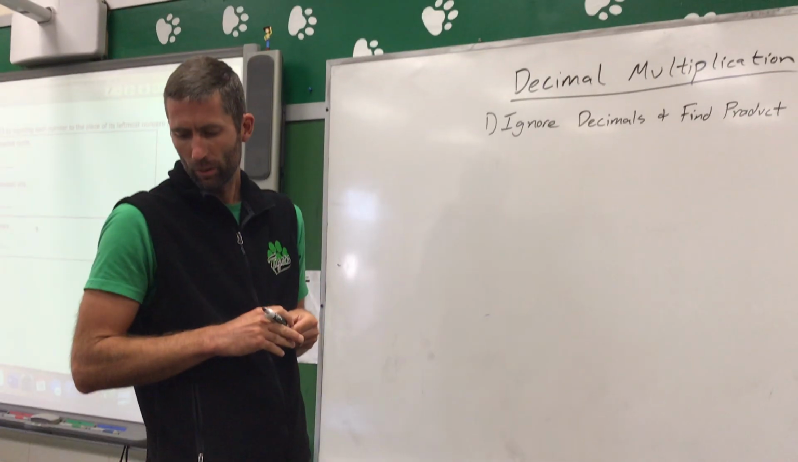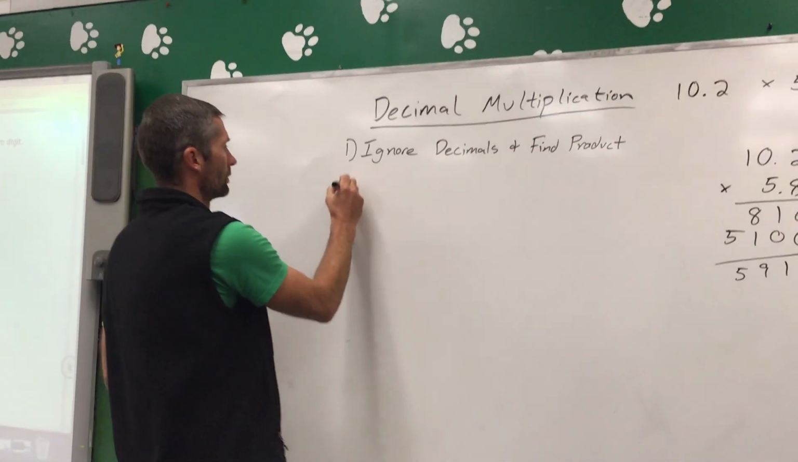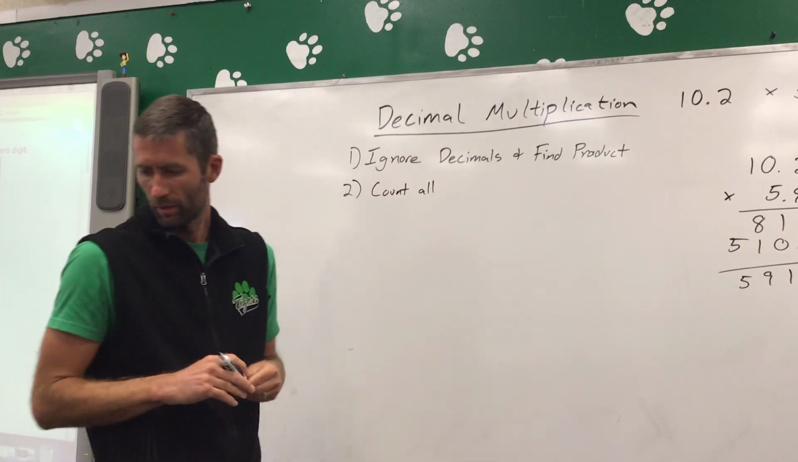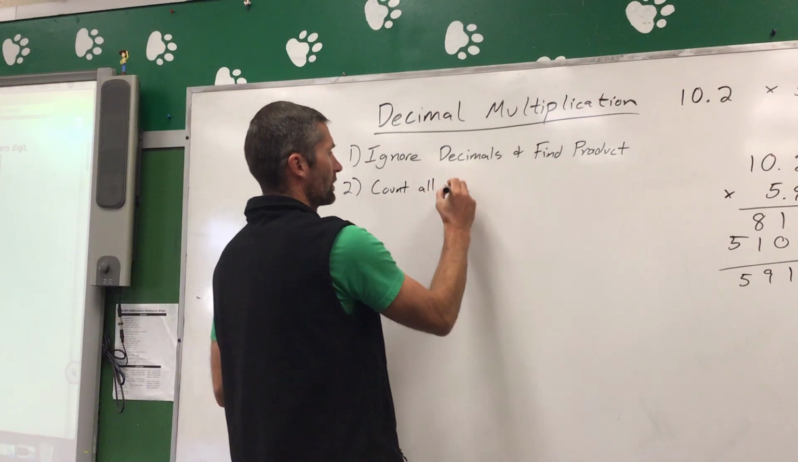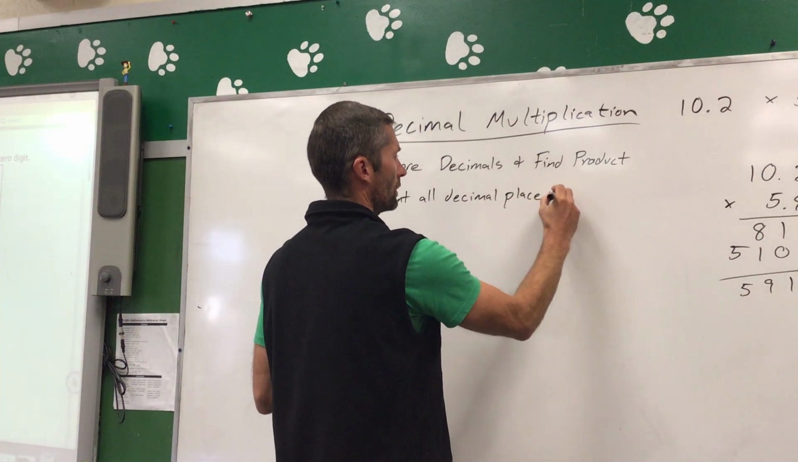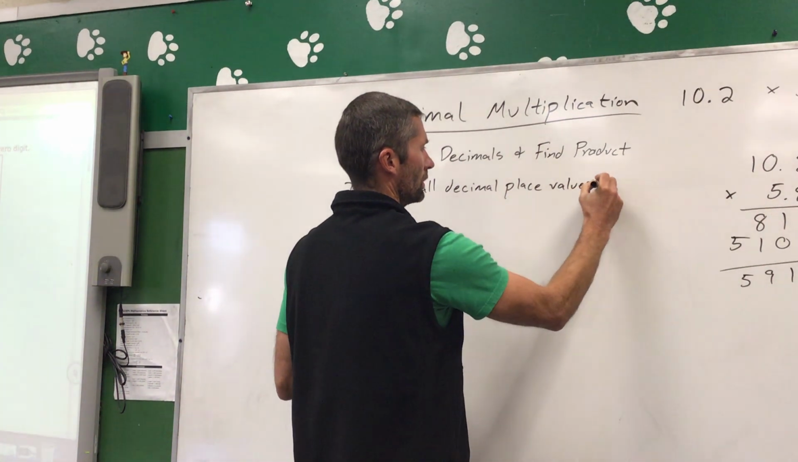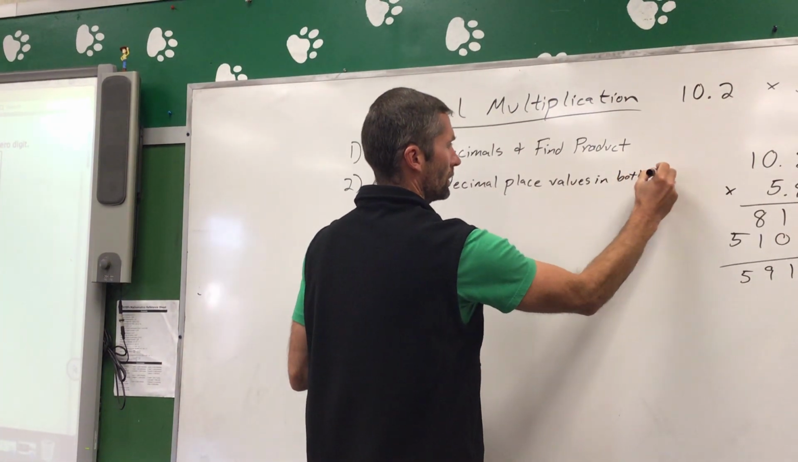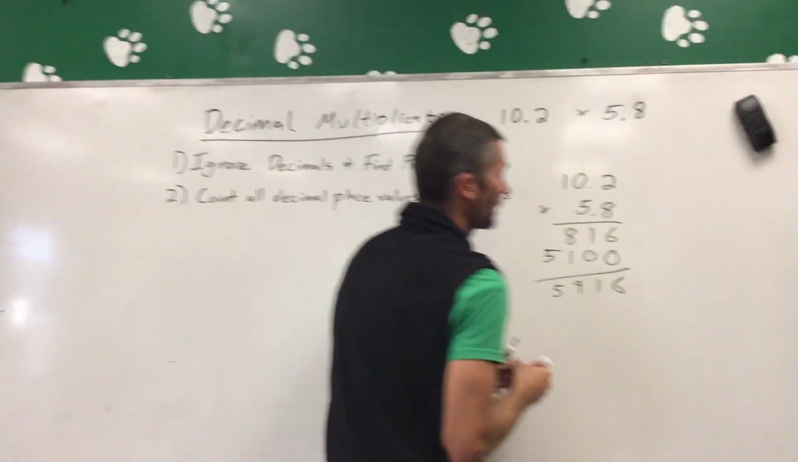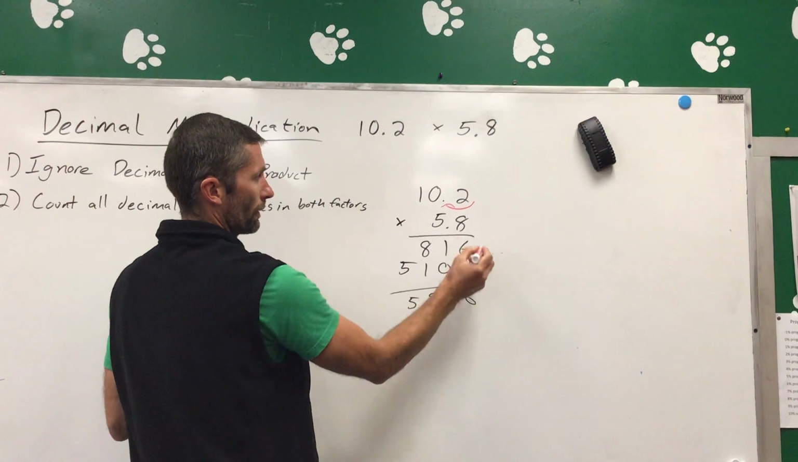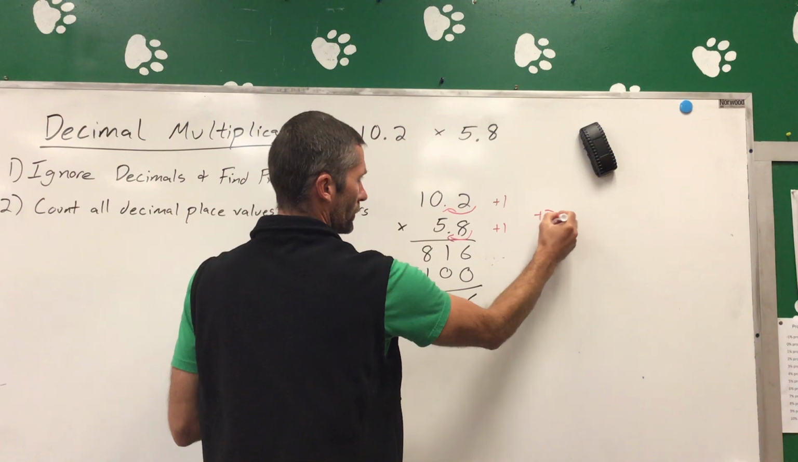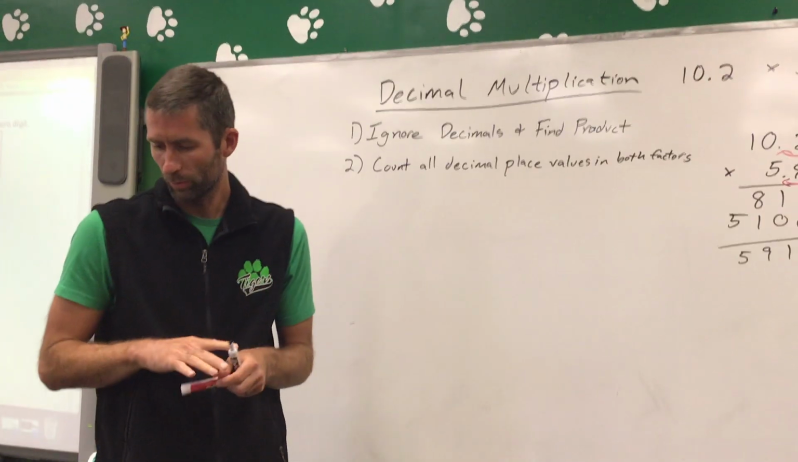Step 2, count all decimal place values in both factors. Okay, so my 2 factors are 10.2 and 5.8. So here I have 1 decimal place value, and here I have 1 decimal place value. So 1 plus 1, I have a total of 2 decimal place values in that example problem.